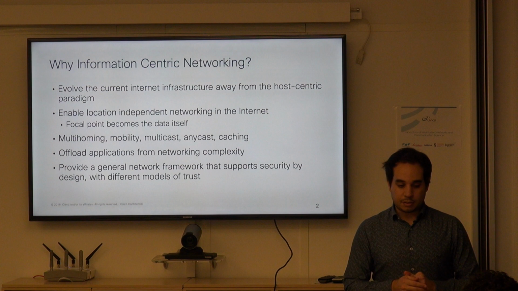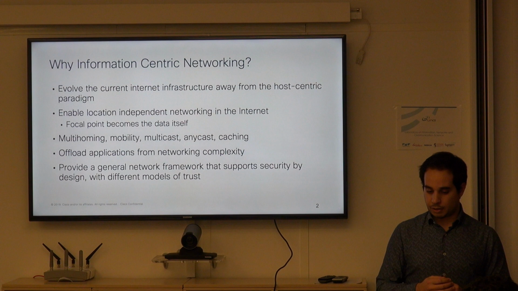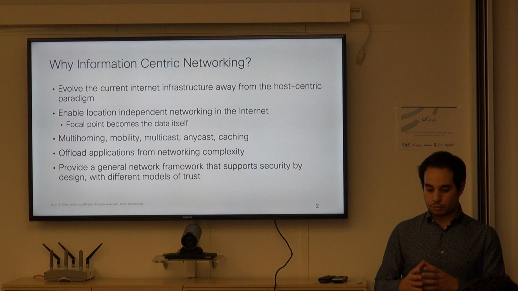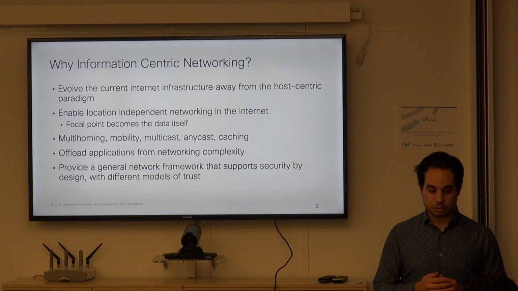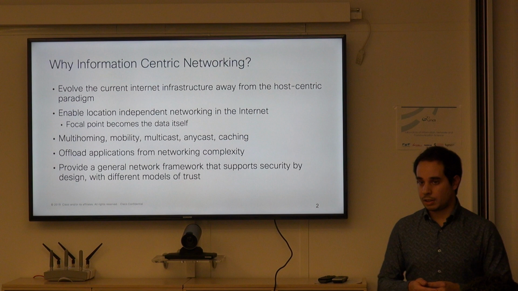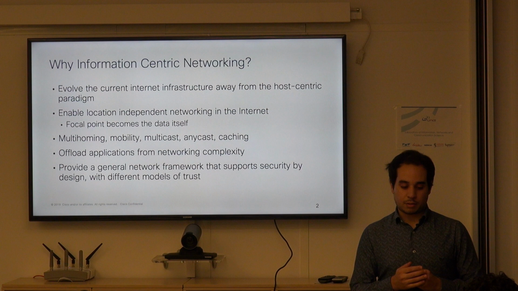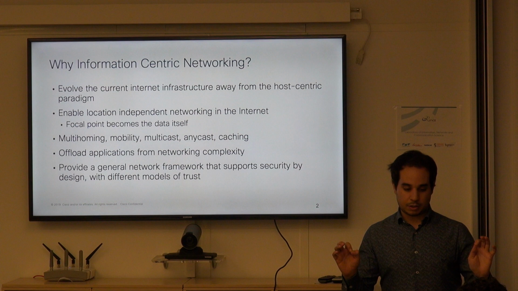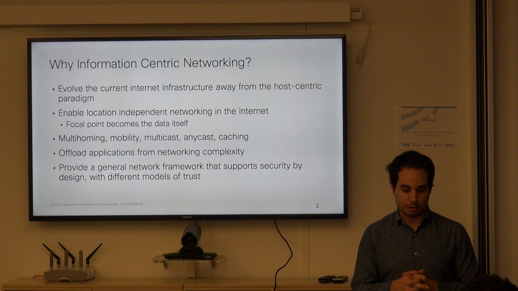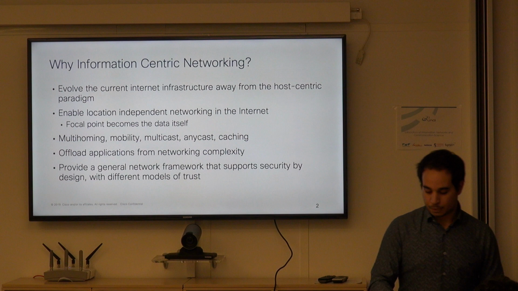This is the purpose of information-centric networking, which puts the data itself as the focal point of the internet. Moving the focus from the host to the data enables a set of features which are not native to current IP networking, such as native mobility, native multi-homing, multicast, anycast, and caching. In addition, it allows applications to offload network complexity, because most of the operations can be offloaded to the network. Finally, we also change the model of trust. Now we basically secure the channel between different points, but if we put the data in focus, we want to actually secure the data, so we enable different models of trust. As a first thing, I will explain how ICN works.